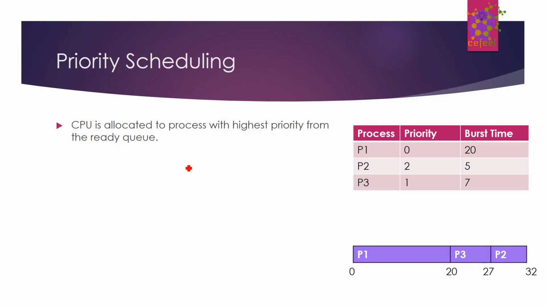The CPU is allocated to the process with the highest priority from the ready queue. Every process is given a priority number. Let's say in our example we have 3 processes, P1, P2, P3, with burst times of 20, 5, and 7, but P1 has priority 0, P3 has priority 1, and P2 has priority 2. Here we are assuming that the lower the priority number, the higher the priority.